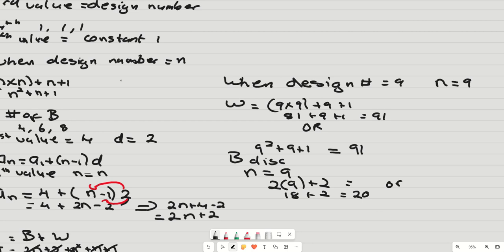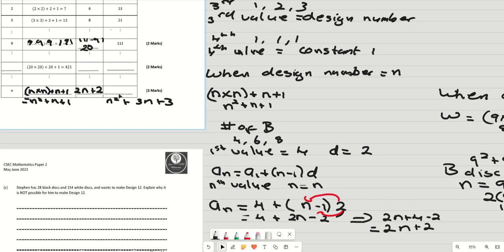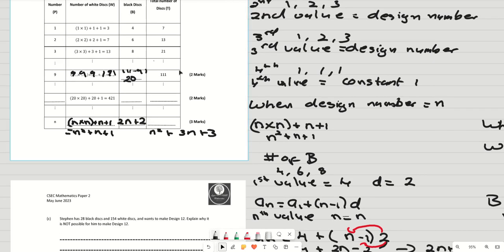Or you could have done it the way where we know T is equal to black plus white. So 111 was your T. Your black disk, we don't know, we leave it as B plus W, which is 91. You make B the subject because that is what we're trying to find out. So you carry across plus 91 as 111 minus 91 is equal to B. So B is equal to 20. So the number of black disks would be 20, right? And that is how you would do this section here.